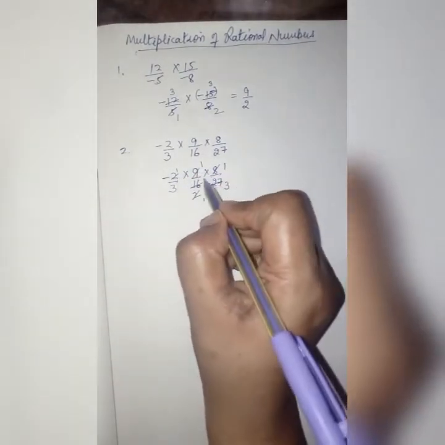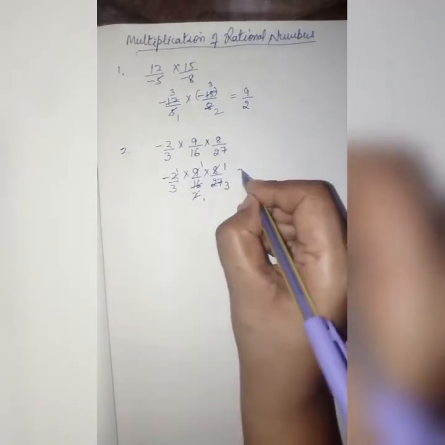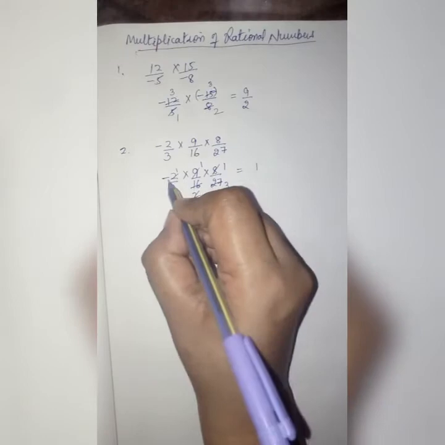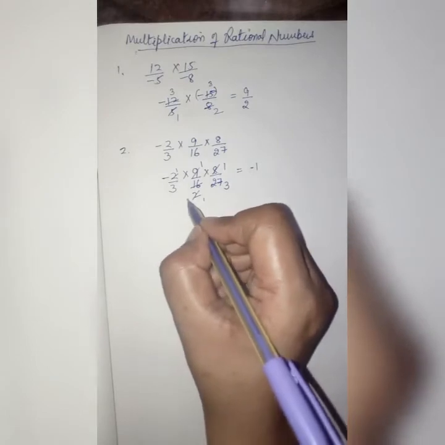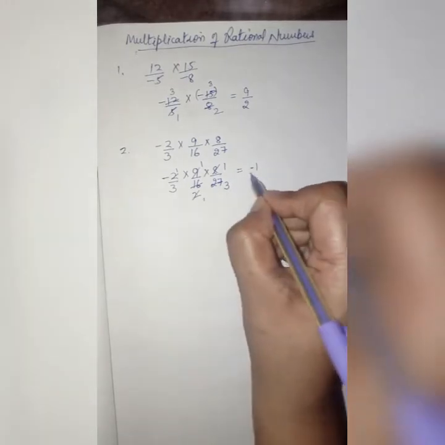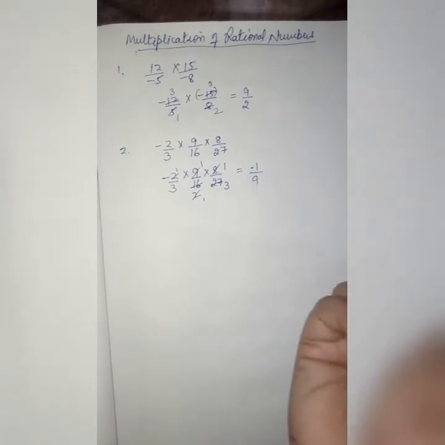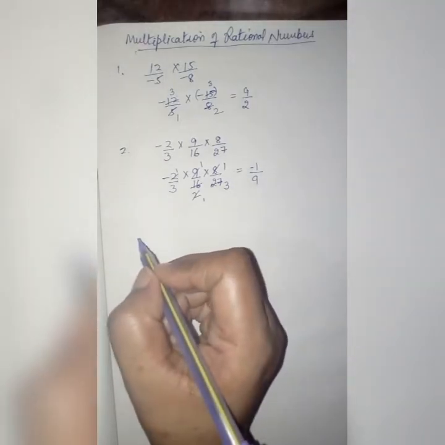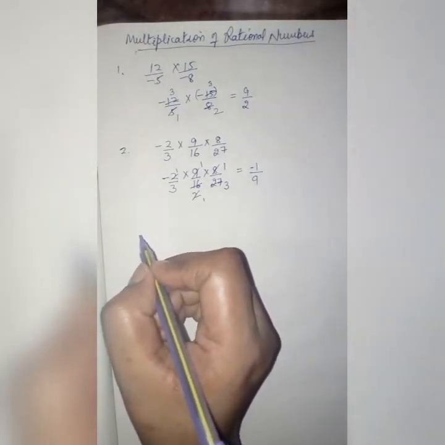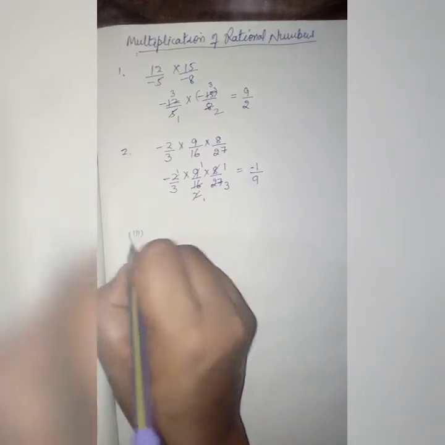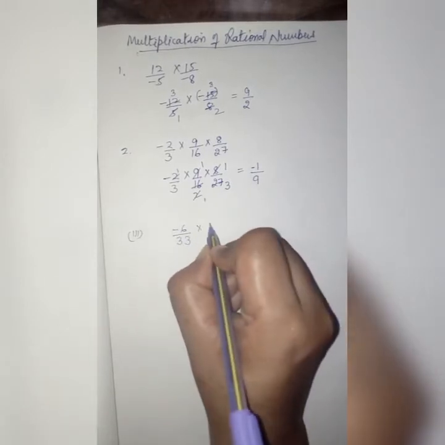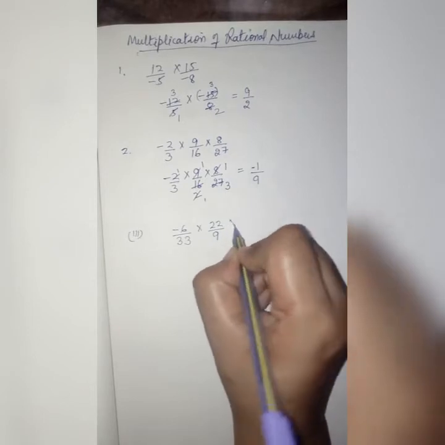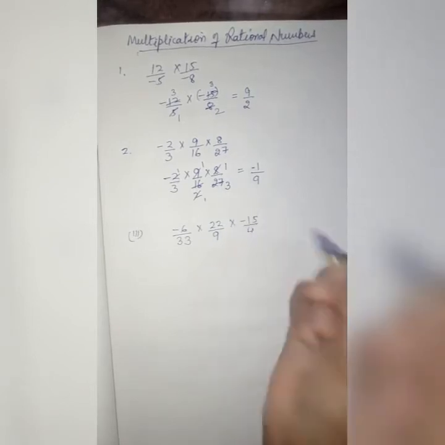So in numerator only 1, 1, 1. So the answer will be 1, but here you can see the negative sign is there. You will write the negative sign here. And in denominator 3, 1 and 3. So 3 3s are 9. Your final answer will be minus 1 upon 9. See, one more example I am taking. Minus 6 upon 33 into 22 upon 9 into minus 15 upon 4.